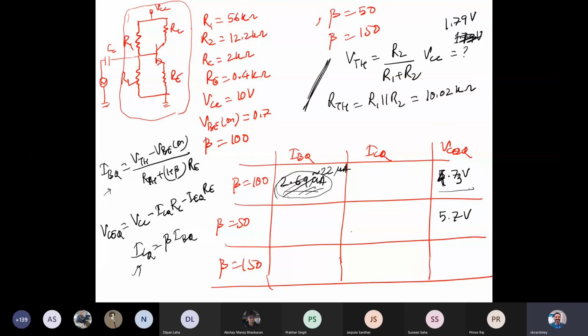If you can, you can draw it. For beta equal to 50, you would have 3 different curves, and then you can just plot these numbers. That's also good. You can make a graph and see the variation. It means you have 3 different IBQ, 3 different curves, and the VCEQ would be slightly moving, right? You can see 5.7 volt, 4.73, and for beta 150 let's check how much.